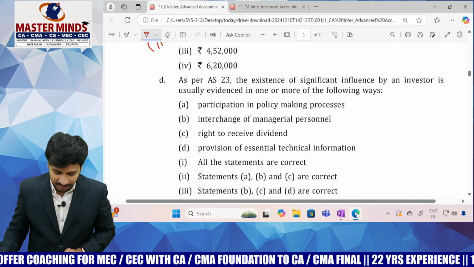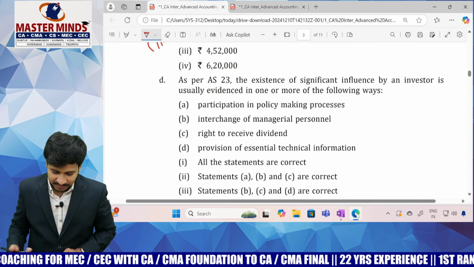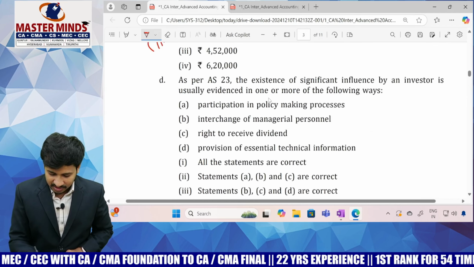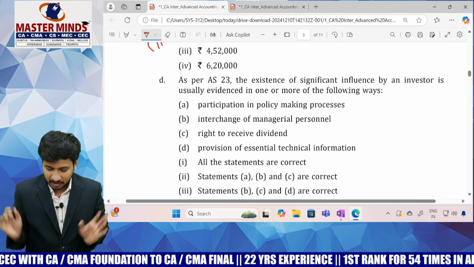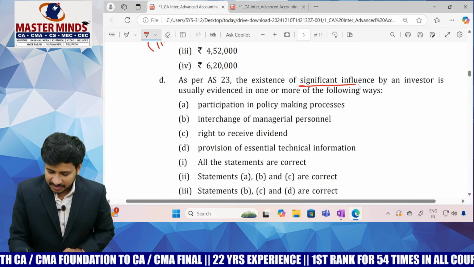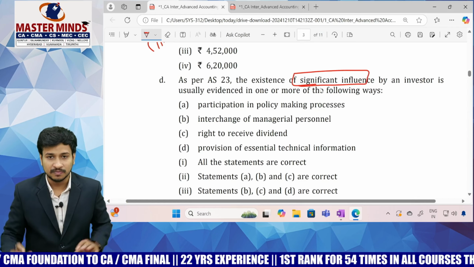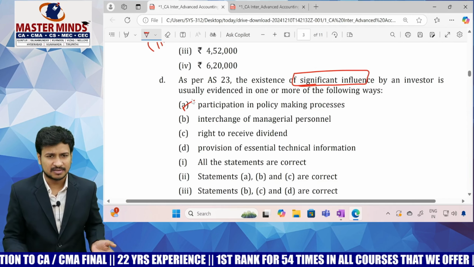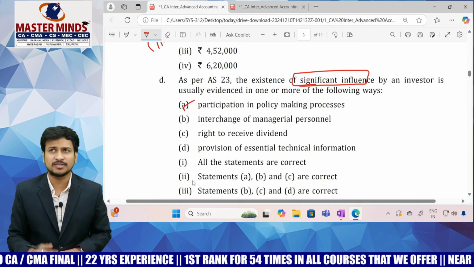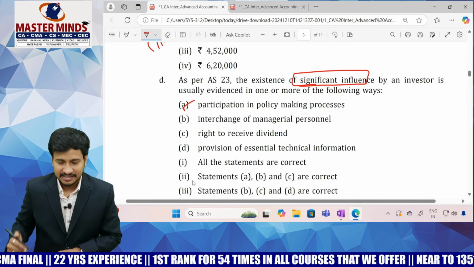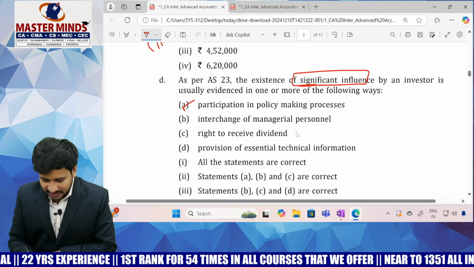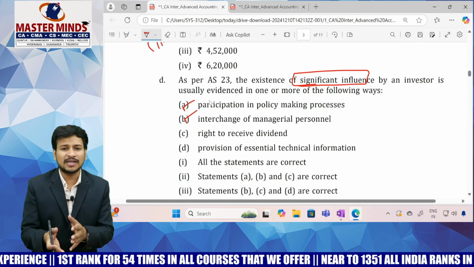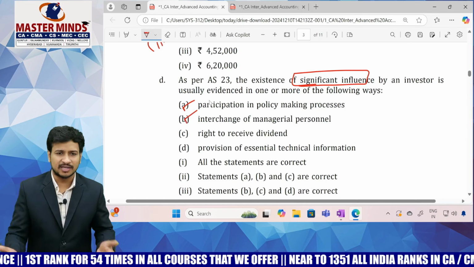And what is the next one? As per AS 23, the existence of significant influence by an investor is usually evidenced in one or more of the following ways. Okay, he is indirectly asking, with significant influence, what can you do? Participation in policy making processes, of course, yes. Without that, significant influence is obviously not needed. Next, interchange of managerial personnel. Yes, I mean to tell something like one company's KMP can be moved on to another company.